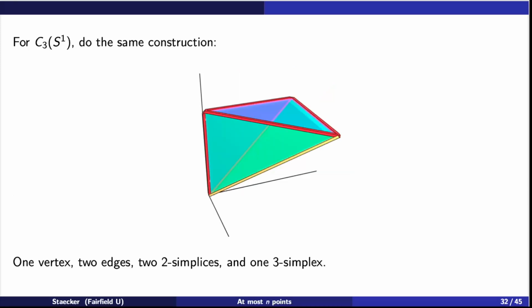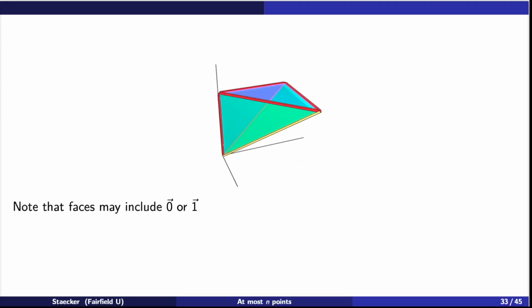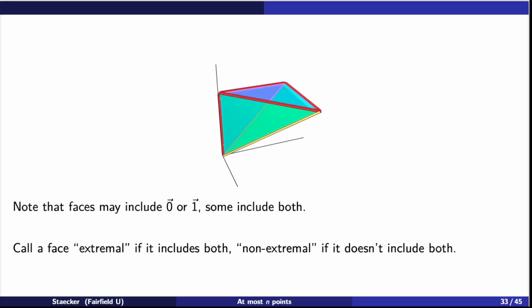If you want to do this with 3 points, you can do a similar kind of cell construction. We get one vertex, 2 edges, two 2-simplices, and one 3-simplex. If you work through the combinatorics of this stuff, it's fairly straightforward. These faces actually have a nice property to them. Every face in here might include the 0 vector, some of them do, and they might include the 1 vector, that's this one here, it has 1 in every coordinate. Some of them include both of them, some include neither of them. I'm going to say one of these faces is extremal if it includes both the 0 and the 1, or non-extremal if it doesn't include both of them.